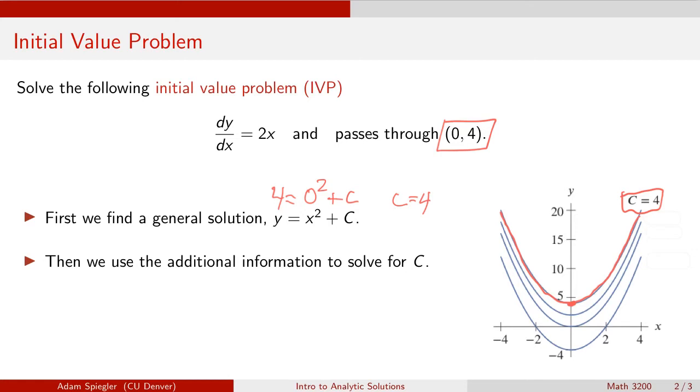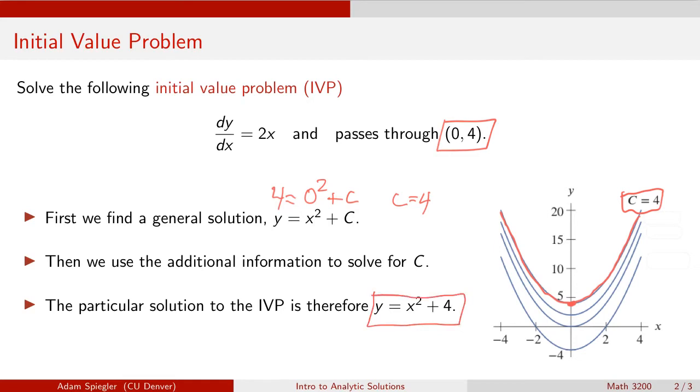So now that we found the additional value for c, we get a unique solution. So there's only one curve that has those derivatives and in addition passes through that specific point. So we call solutions to these initial value problems a particular solution. And those particular solutions are unique. So we only had one curve in red. And so the solution to these initial value problems are unique.